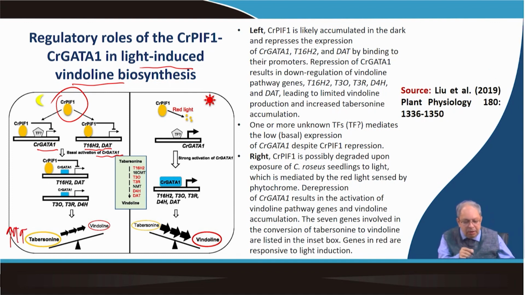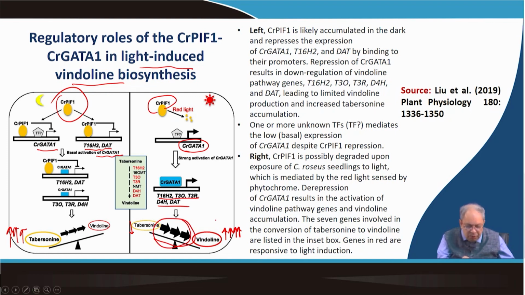When light comes, light degrades CrPIF1, Catharanthus roseus phytochrome interacting factor 1. So it degrades, leading to activation of CrGATA, which is a positive regulator that binds at the proper place, leading to transcription of the late genes of vindoline formation. And what you see is more vindoline formation and tabersonine getting depleted, because tabersonine is converted into vindoline. So this pathway is operating more.